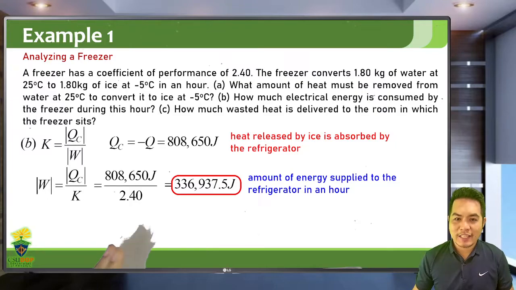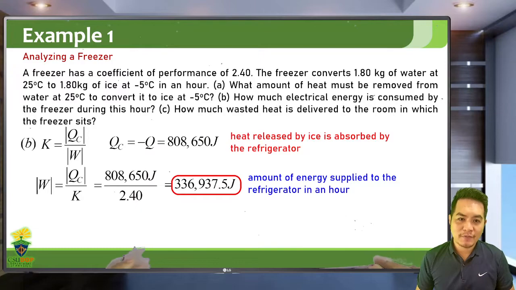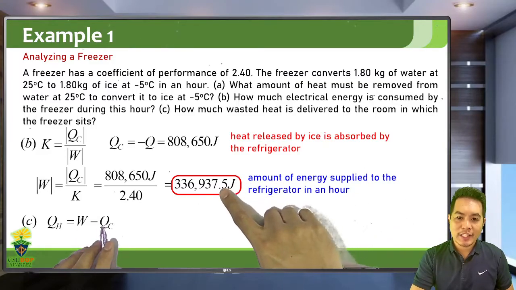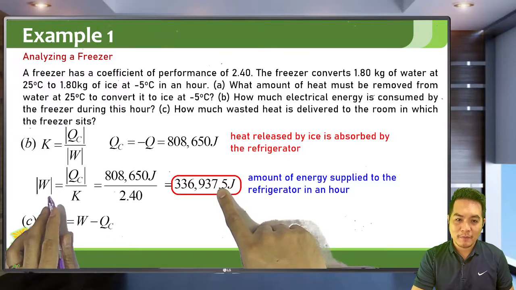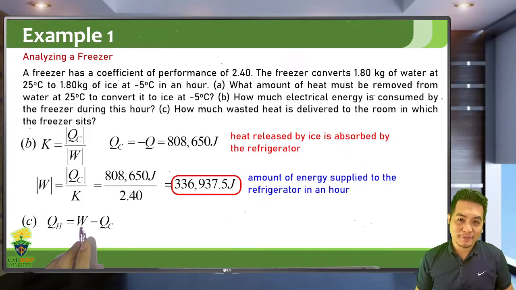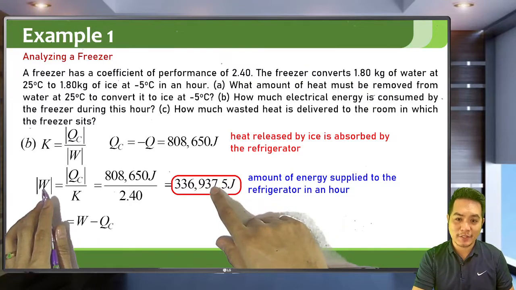So the last question is how much heat is wasted or is delivered to the room in which the freezer sits. So this is now the heat exhausted by the condenser coils. So we're actually solving for QH, and this is just the work minus the QC. Take note, this is the absolute value of the work, but in actuality, in our equations, the work is negative. This is just the absolute value, the amount of energy supplied to the refrigerator.